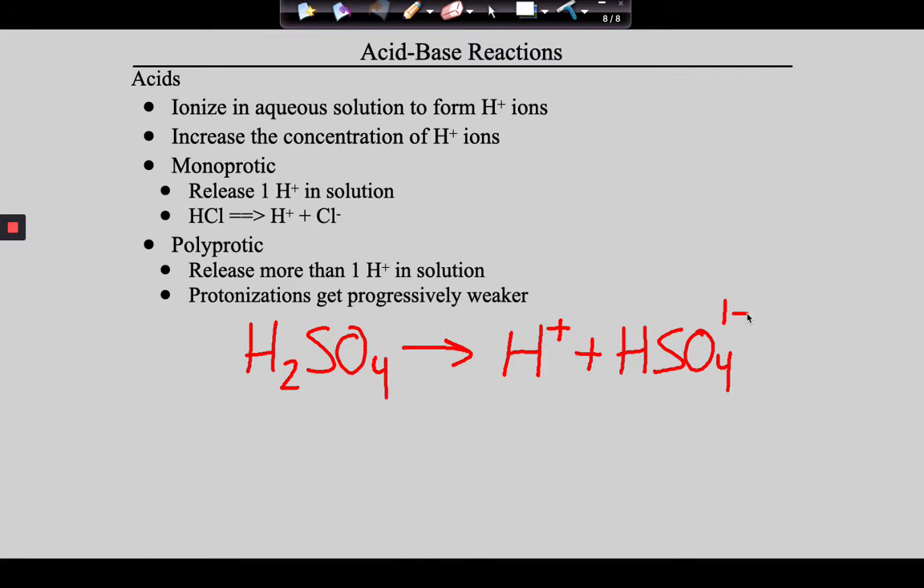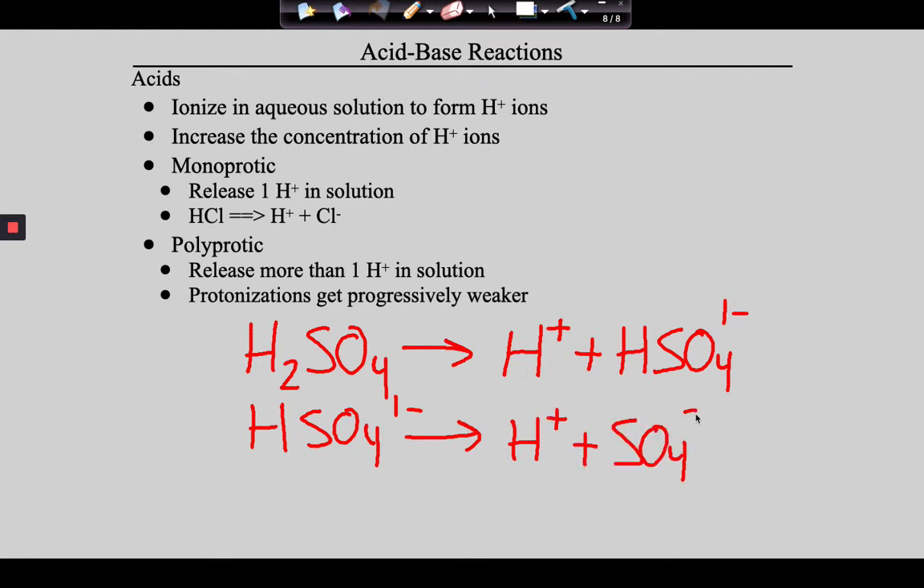But guys, it doesn't stop there. This bisulfate ion still contains another hydrogen, and it can release it. And when it does, it produces another proton, and it produces sulfate ion. But guys, here's the difference. Only the first step is strong. The second step reaches equilibrium.